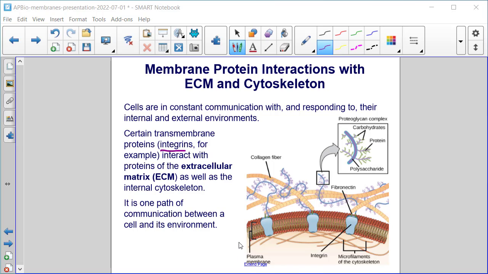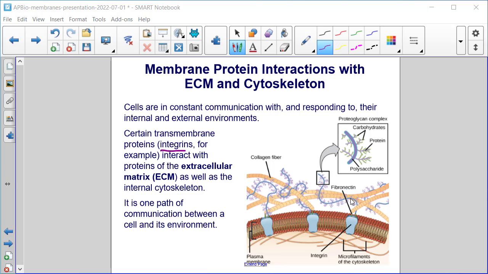So let's take a look at this image of this membrane we have here. So we have our integrin, our transmembrane protein. On the inside of the cell, we have these microfilaments of the cytoskeleton, okay? And then on the outside, coming from this integrin protein, we have a sugar, a polysaccharide, and off of that, some protein, some carbohydrates, okay? And that's all wrapped up and interacting with the collagen fibers and everything in the extracellular matrix, okay?